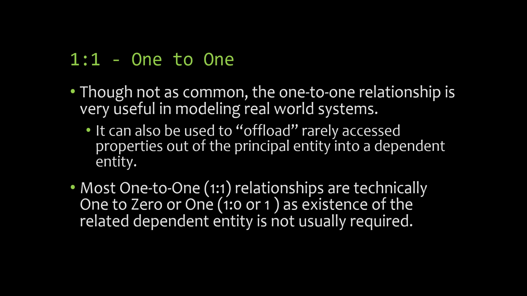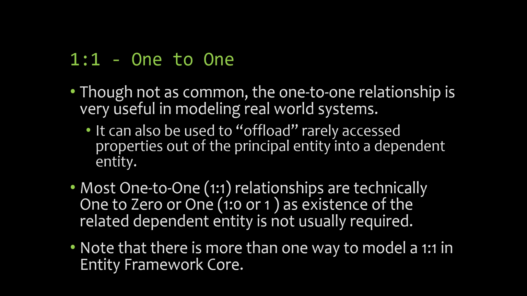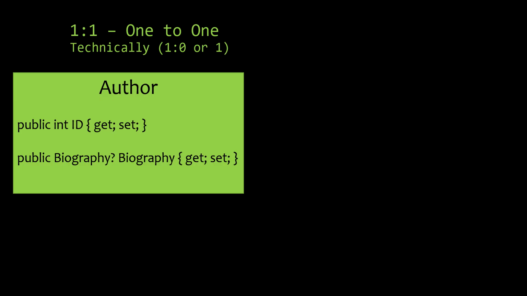All right. So most one-to-one relationships are technically one-to-zero-or-one, by the way, because we don't necessarily have to include it, and we don't necessarily even have to have it. Its existence is optional. It's not required. Now, there's more than one way that we can actually model a one-to-one relationship in Entity Framework Core. So let's talk about a couple of different ones.